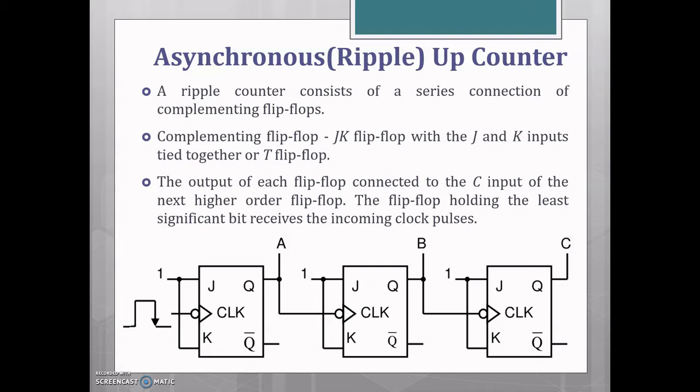The figure shows the 3-bit asynchronous up counter. The A flip-flop holds the least significant bit. So the external clock signal is applied to the A flip-flop and all the other flip-flops receive the clock from the previous output. So QA is applied as a clock for the B flip-flop and QB is applied as a clock for the C flip-flop, and the clock is negative edge triggered. The J and K inputs are tied together and the input is given as logic 1. So with J and K equal to 1, the output is the complement of the previous state.